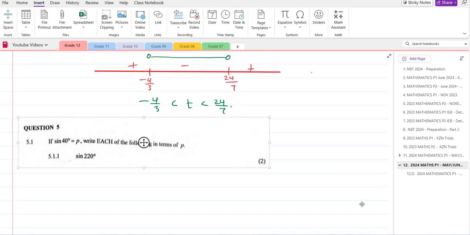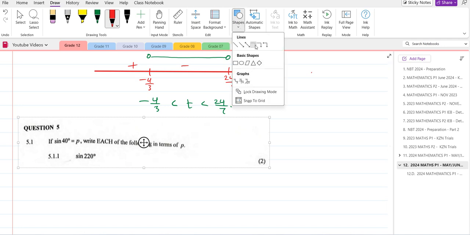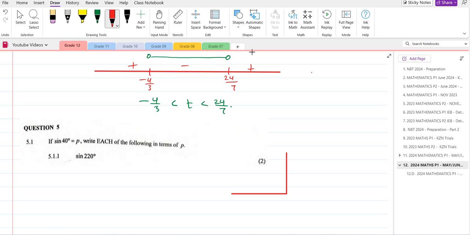Now we move on to question 5, which is trigonometry. If sine 40 degrees is equal to p, write each of the following in terms of p. So how are we going to do this? We know sine 40 degrees is equal to p, so it's a triangle question. So we're going to draw a right triangle, and we're going to use this triangle because it's equal to p.